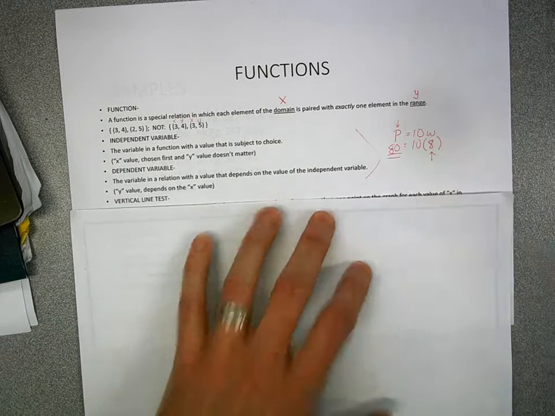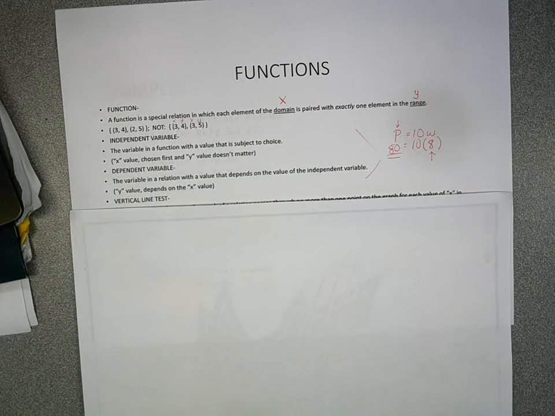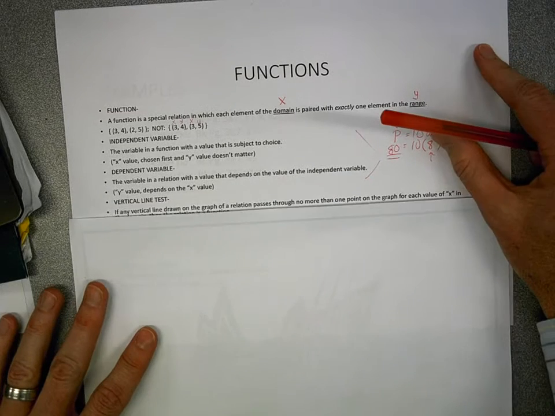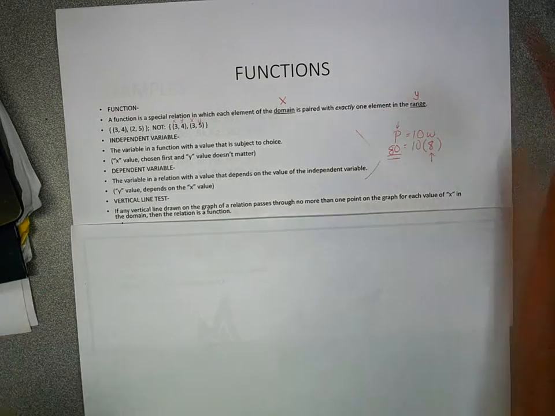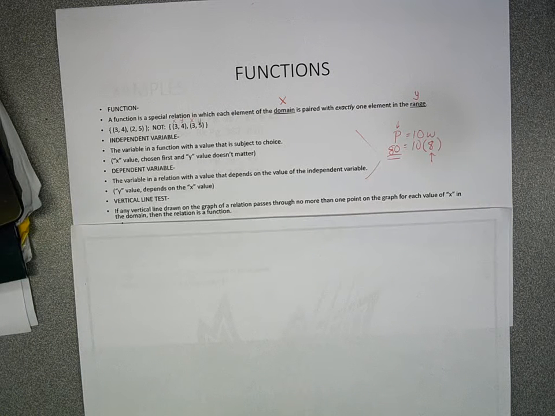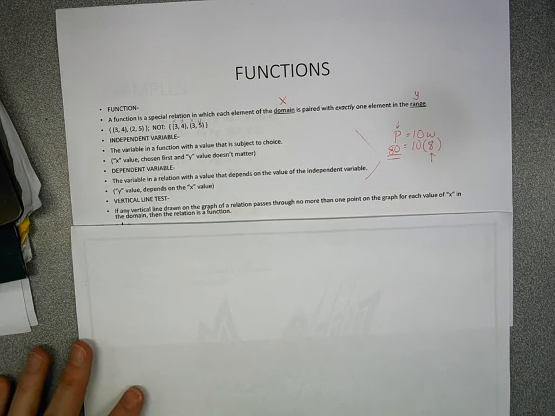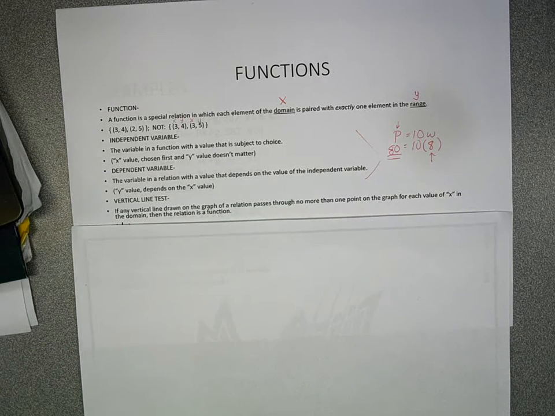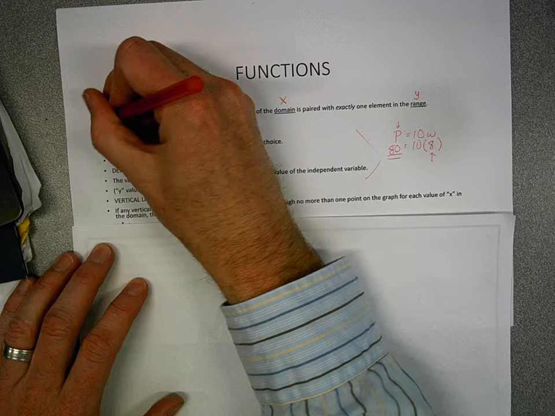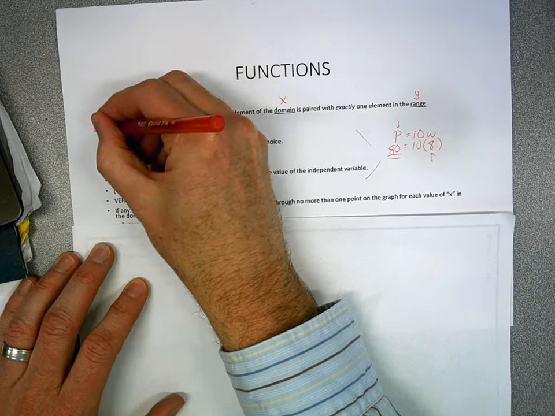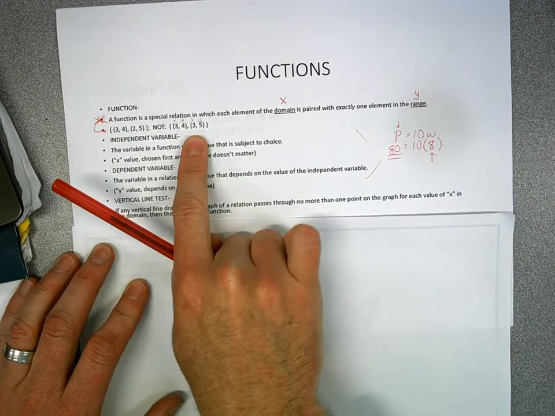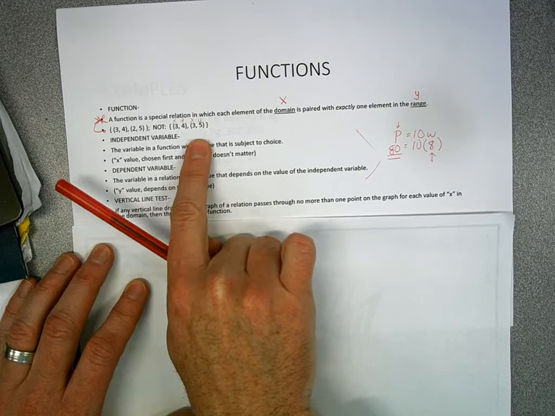Okay, now there is another phrase here, the vertical line test. Everyone? Vertical line test. All right, so here's what the vertical line test says. If any vertical line drawn on the graph of a relation passes through no more than one point on the graph for each value of x in the domain, then the relation is a function. So you see function up here, and with our example I showed you one way to test if something's a function by looking at the ordered pairs.